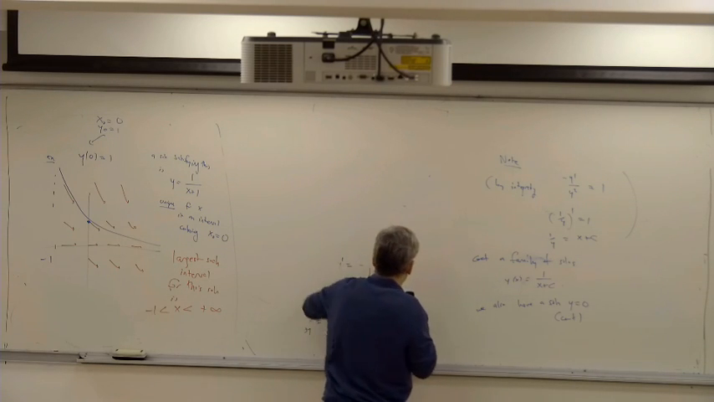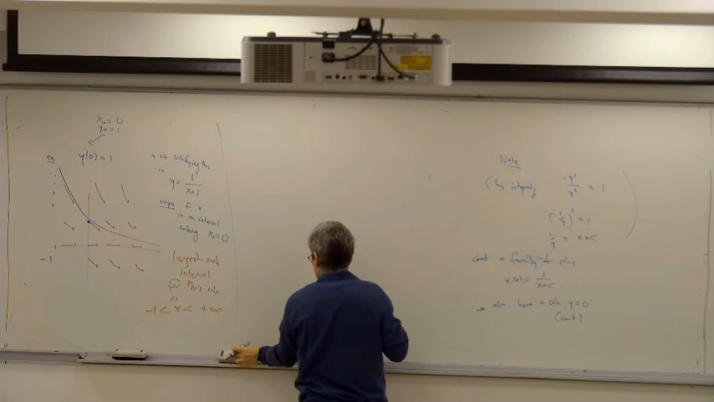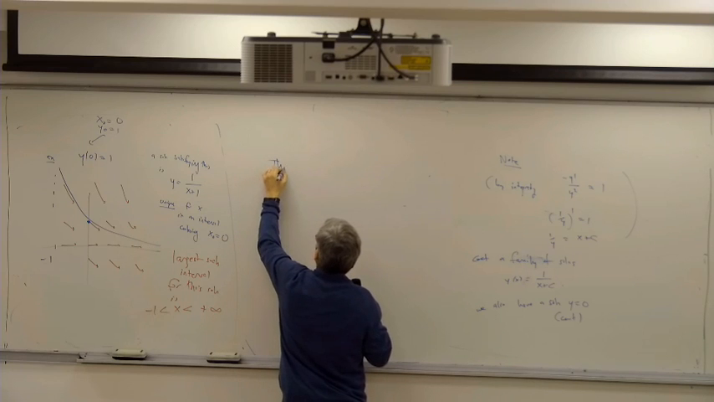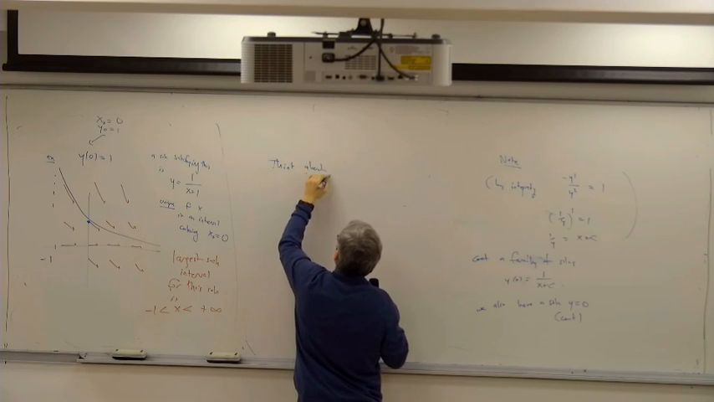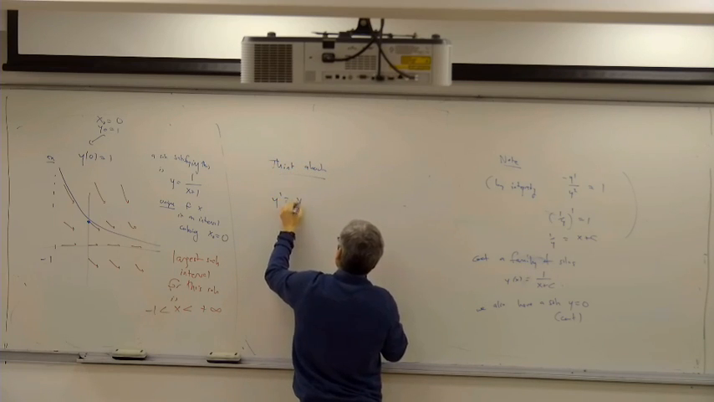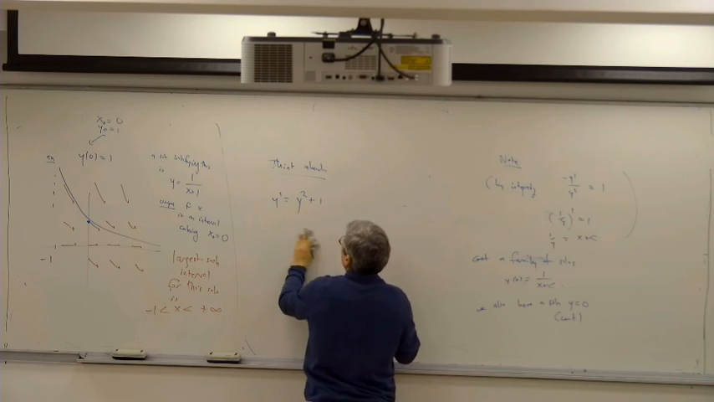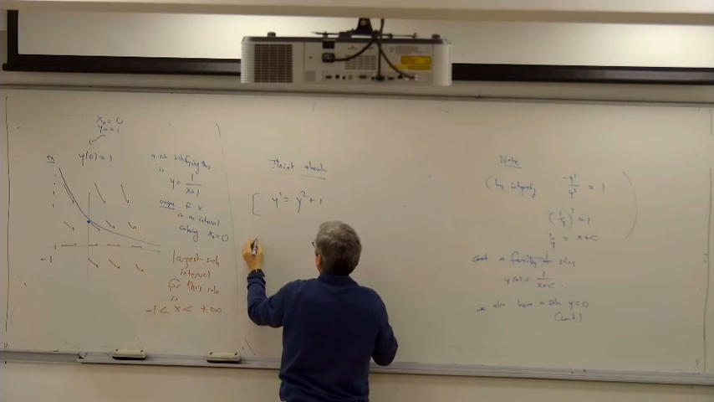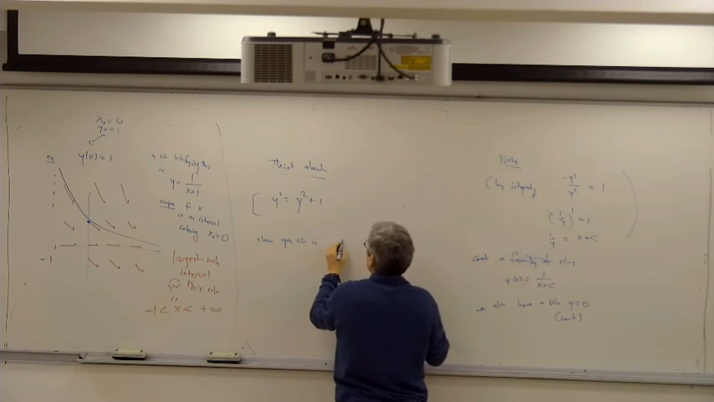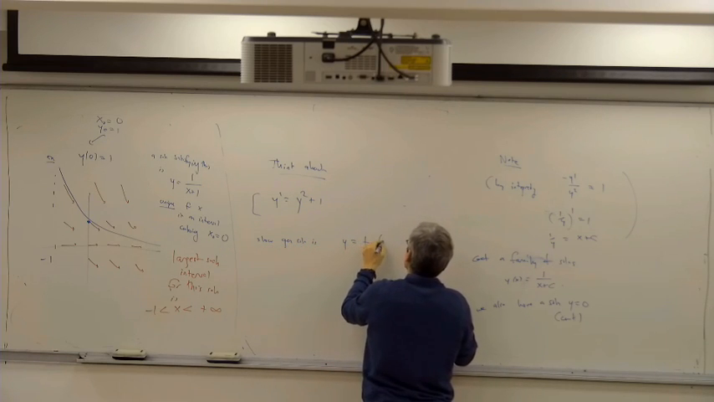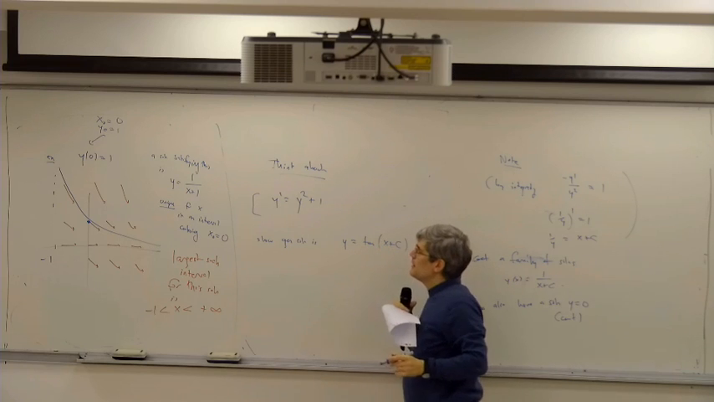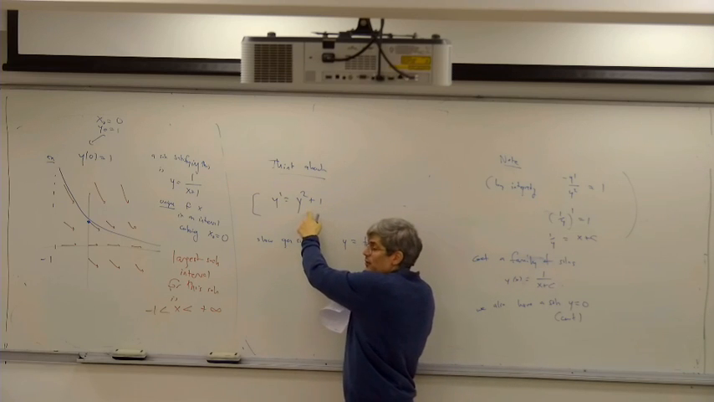Okay, one last remark. Something for you to think about. Y prime equals y squared plus 1. Okay? And show that the general solution is y equals tangent of x plus c. Hint, divide by y squared plus 1, always permissible.